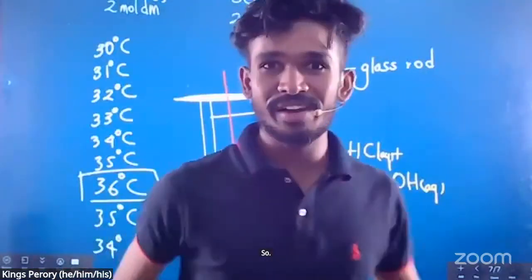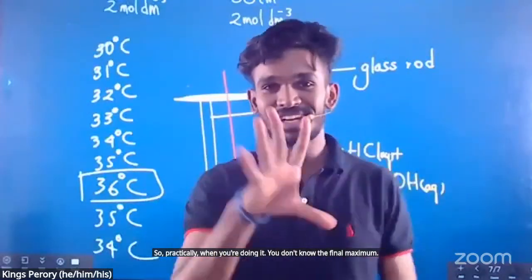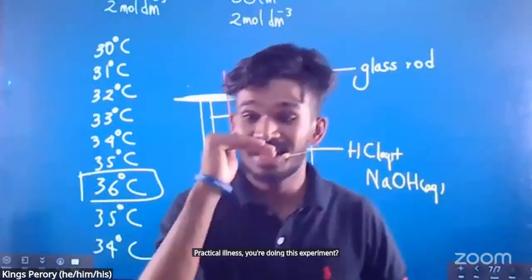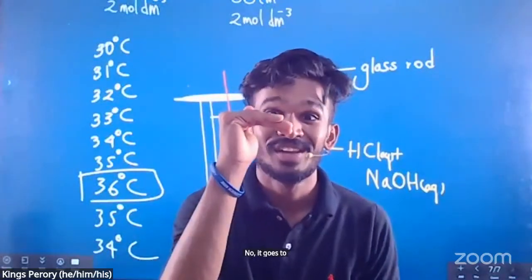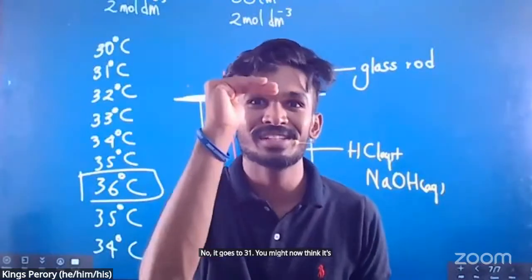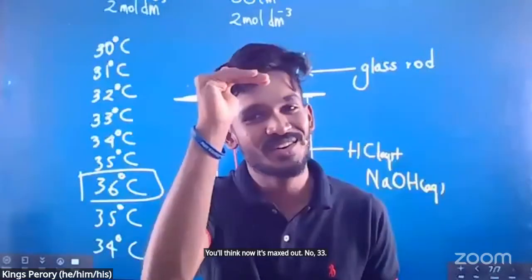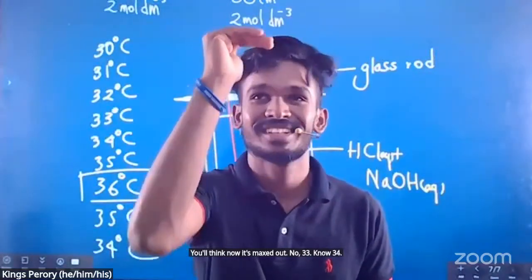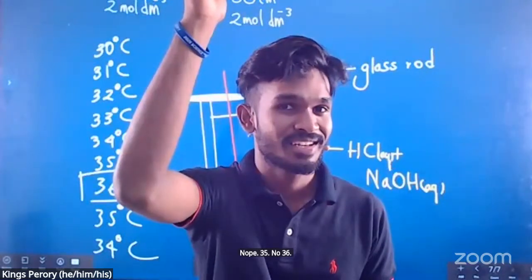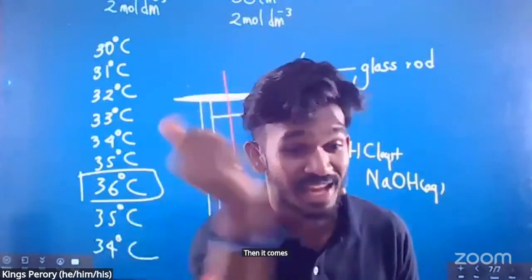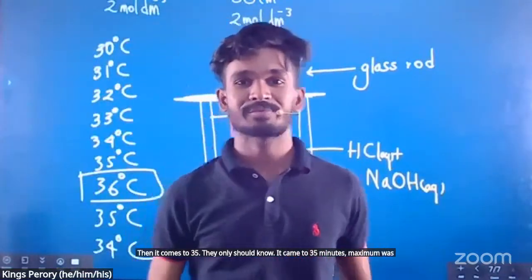So practically when you are doing it, you don't know the final maximum. Let's say you are doing this experiment. 30. You might think it is the maximum. No, it goes to 31. You might now think it's the maximum. No, it goes to 32. You will think now it's the maximum. No, 33. No, 34. No, 35. No, 36. Then it comes to 35. Then only you should know. It came to 35, which means the maximum was the previous one, 36.